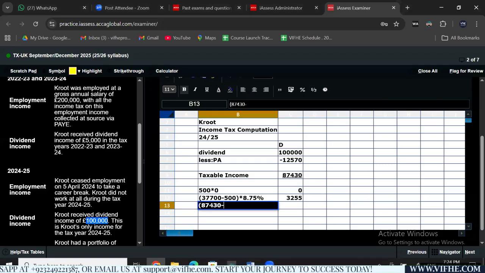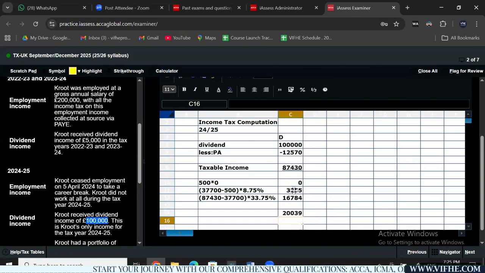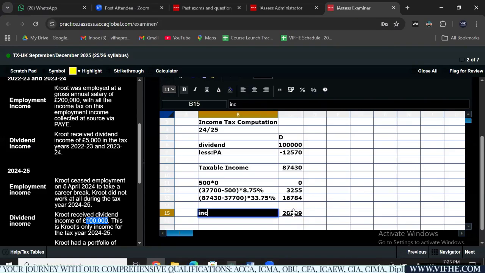87,430 less 37,700, into 33.75%. So that's going to be 16,784. So altogether, what's going to be the income tax liability accrued for the tax year 24-25? That's going to be £20,039.